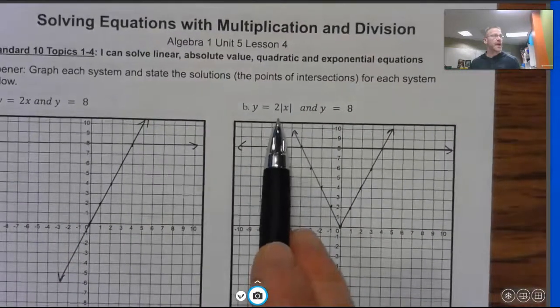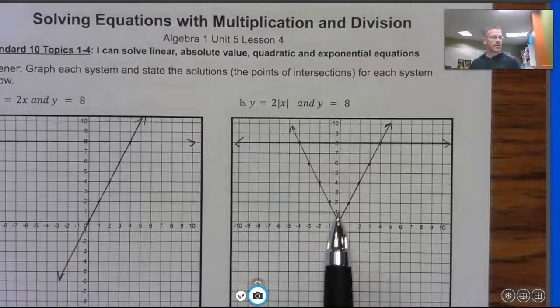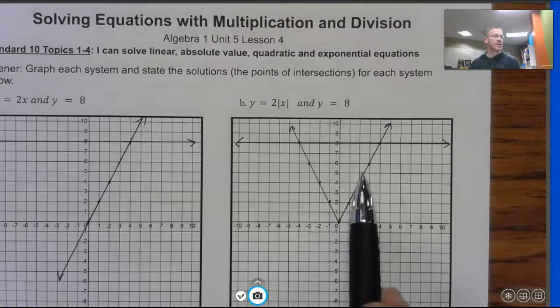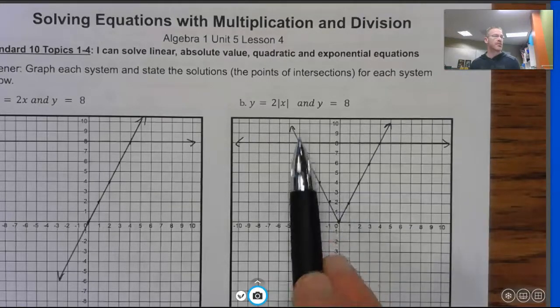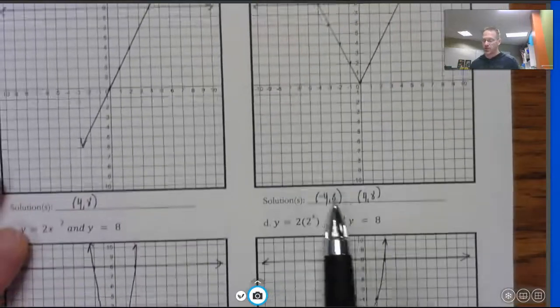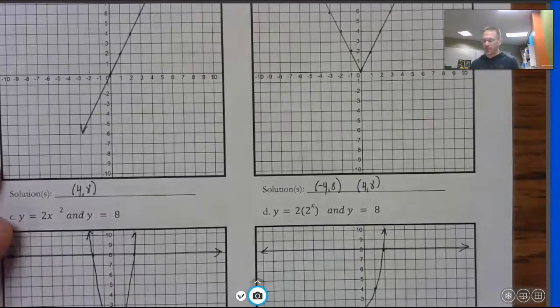Now, with my absolute value function, it starts at 0, 0. That's our vertex. It has a rate of change of 2 over 1. And you can see this time as we extend, we get 2 points of intersection. So we have two solutions, -4 and +4.